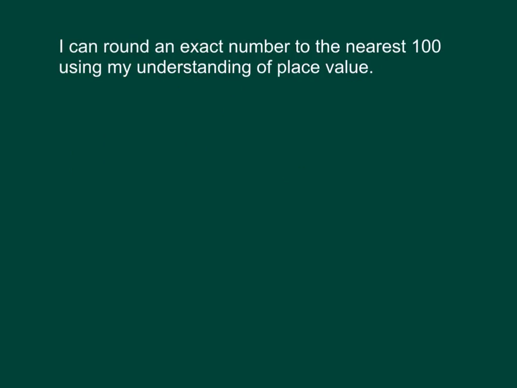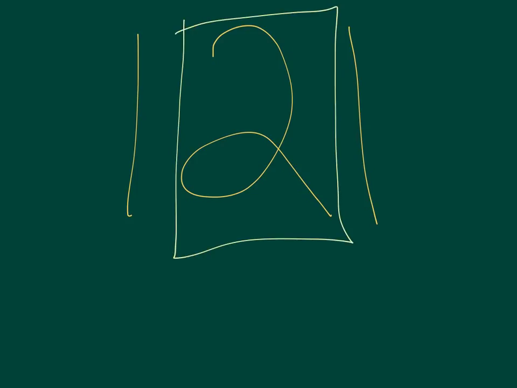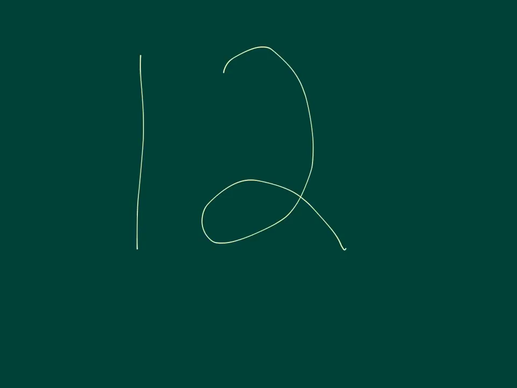All right, so here's our I can statement for this video. I can round an exact number to the nearest 100 using my understanding of place value. In our last flip video, we were looking at 3-digit numbers and 2-digit numbers and rounding to the nearest tens place. We use the ones place to help us round to the nearest tens place. But in this flip video, we are going to be using the tens place to help us round to the nearest hundreds.